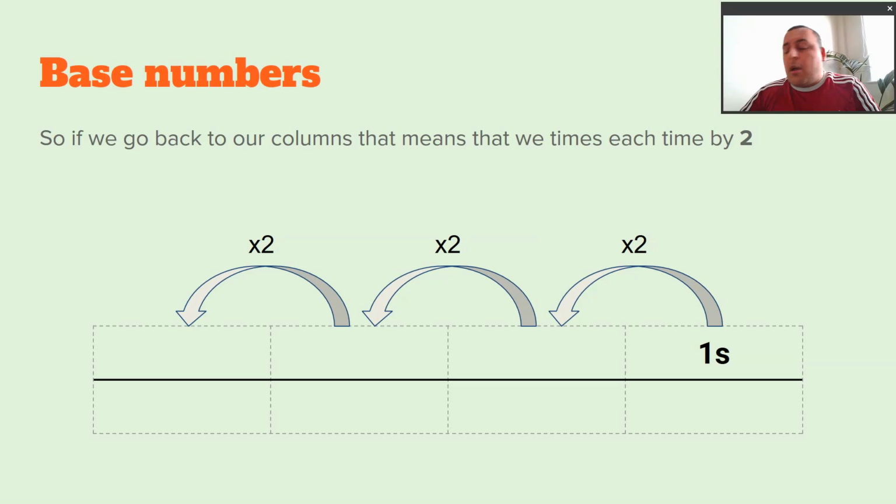So to work out what the column headings are going to be, we go from 1 times 2, which is 2, then 2 times 2, which is 4, then 4 times 2, which is 8, and so on and so on. So the next one will be 16, then 32, then 64, and then 128. And that's all the binary numbers we're going to deal with. But for the moment, let's just deal with these 4 column headings.